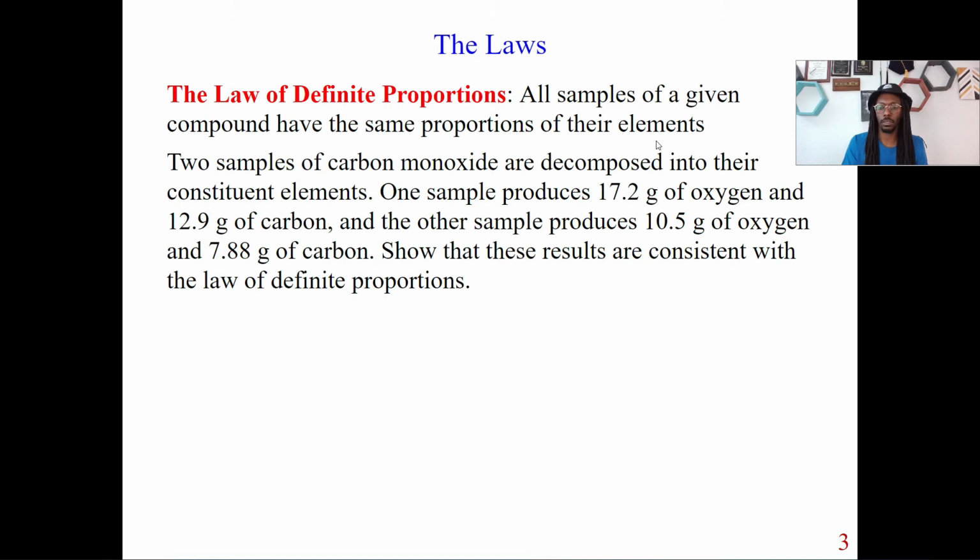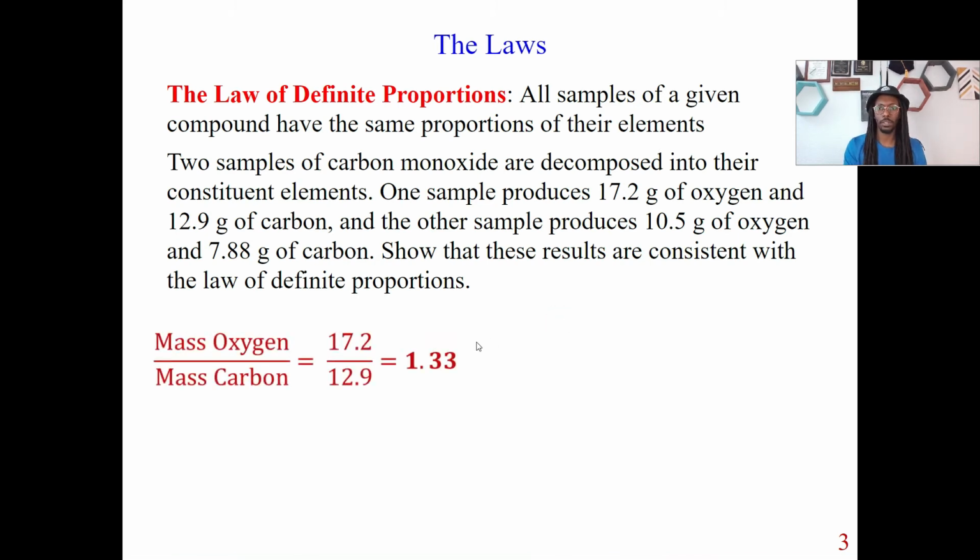All samples. So if I look at the very first one, we know that carbon monoxide is being decomposed to carbon and oxygen. We're going to see here that for my mass of oxygen, I got 17.2.